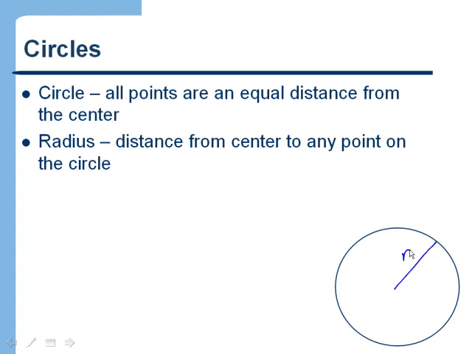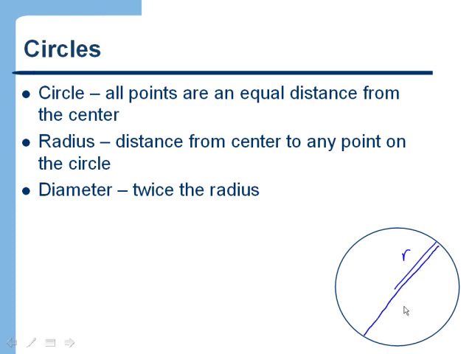Oftentimes when you're given information about a circle, instead of the radius, you'll be given the diameter. And you just need to remember that the diameter is defined as twice the radius. So it's the distance across the widest point of the circle. One thing to watch out for in problems involving circles is to make sure you pay attention to whether you were given the radius or the diameter.